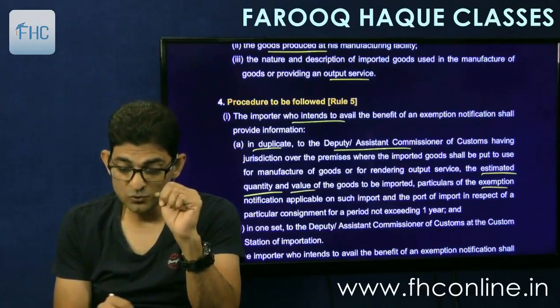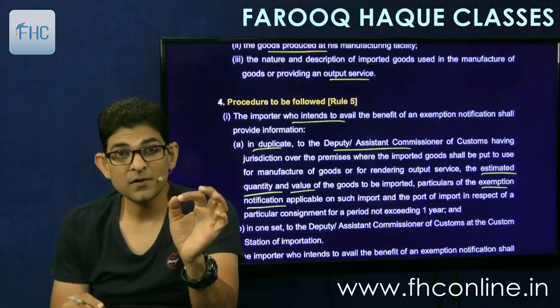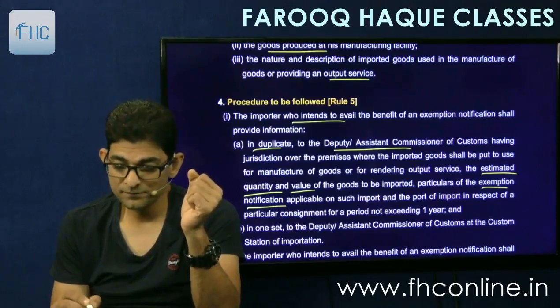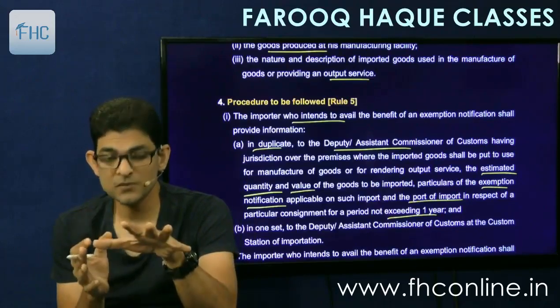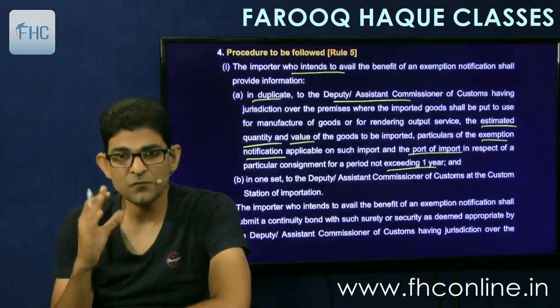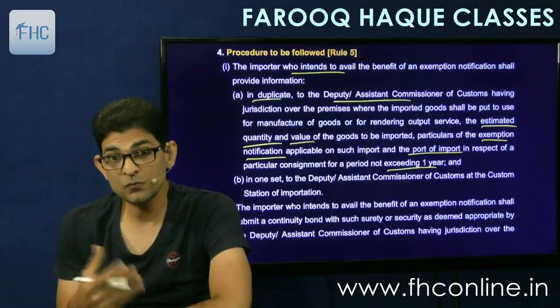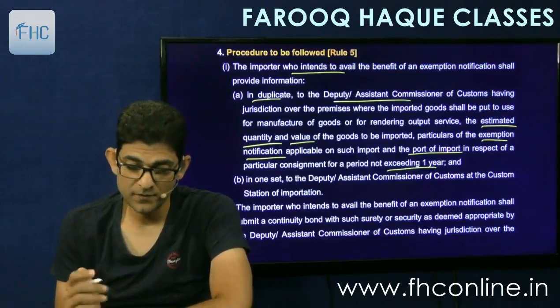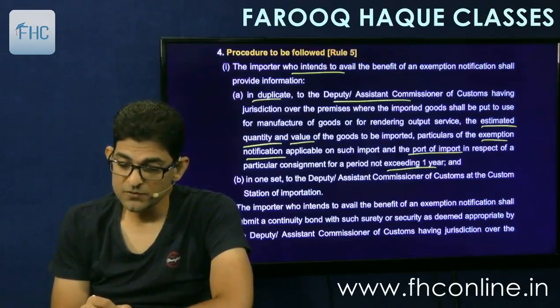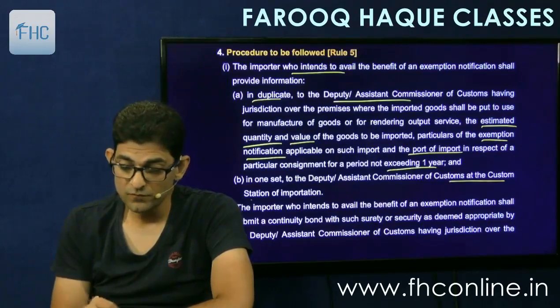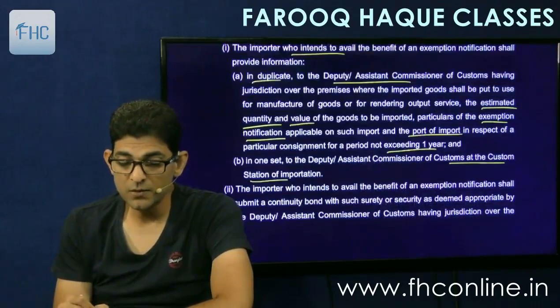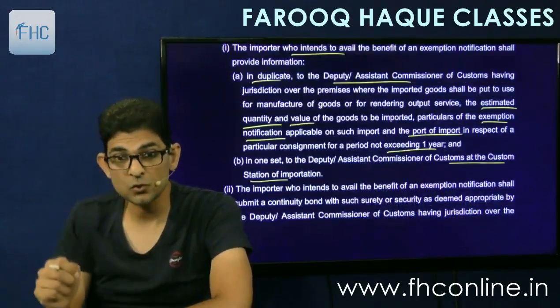Then particulars of exemption notification. I will mention the notification number which is issued by the government in my favor, and port of import in respect of particular consignment for a period not exceeding 1 year. Which will be the port of import? So I will be importing the goods from Bombay port. All these things I will mention. And this declaration is effective for basically 1 year. Then next year I will have to again give a separate intimation. Then one set to Deputy or Assistant Commissioner at the Customs Station of Importation. So one set is to be given to the Deputy or Assistant Commissioner of Customs at the Customs Station also.